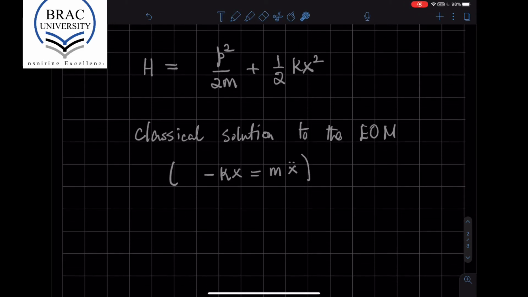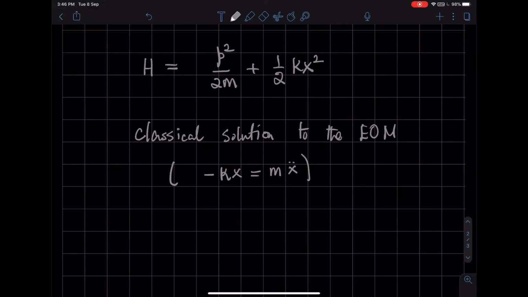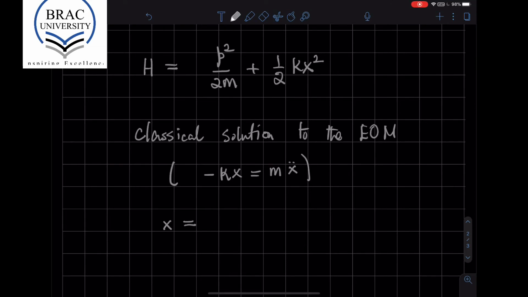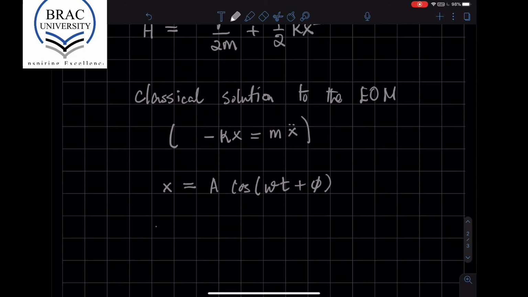So the classical solution of the equation of motion is of course the simple harmonic oscillator. It's a second order differential equation, so there'll be two integration constants. One is the amplitude, and then we have a cosine, or you can write it as sine, of omega t. Omega is the angular frequency, plus a phase phi, which determines the position and the velocity of the particle at t equals 0.